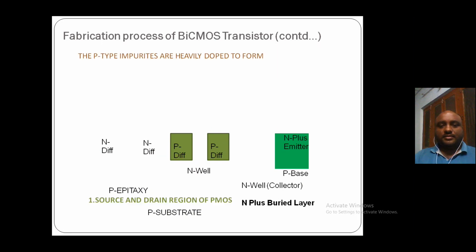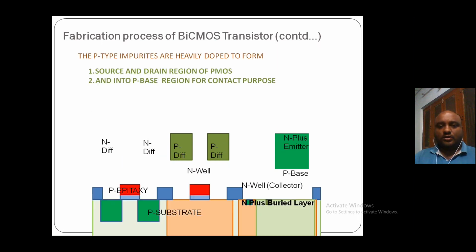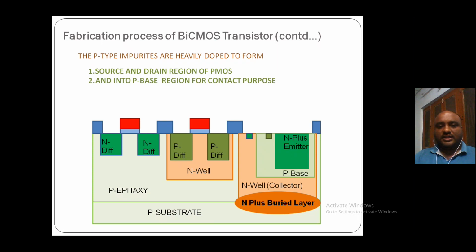Then p-type impurities are heavily doped to form the following regions. First one is the source and drain regions of the PMOS device, that is into the N-well, and into the P base already formed, for the purpose of contact.